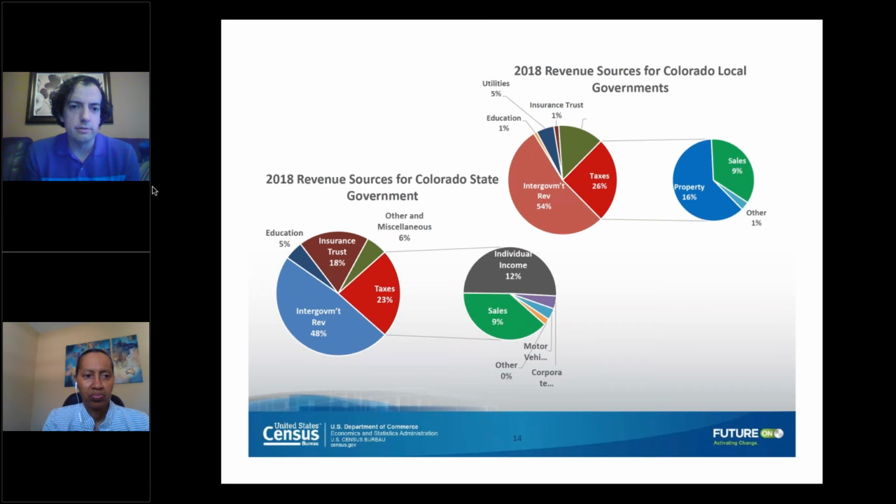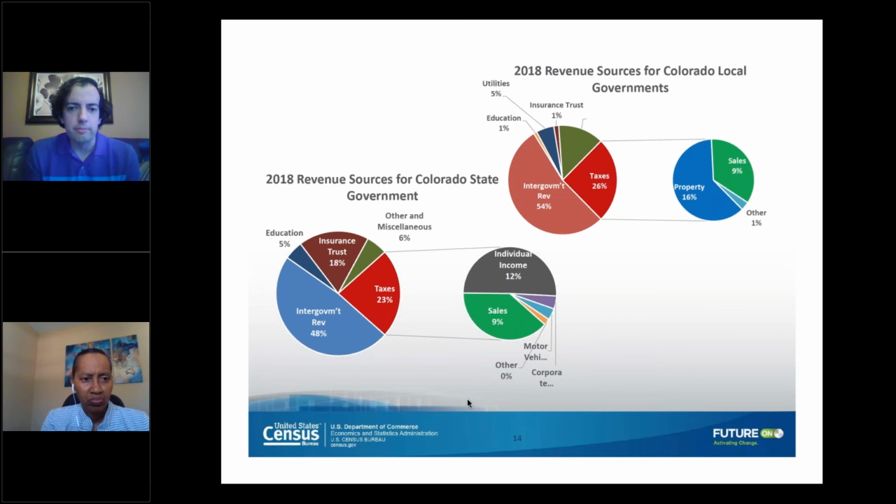And as the previous slide showed, for a typical state government, the percentage of sales and income taxes that you see here for the Colorado state government would be switched, but still it's the same two things that account for the bulk of it. Intergovernmental revenue for the state governments is typically coming from the federal government, and for the local governments, that can either be from the state government or directly from the federal government.